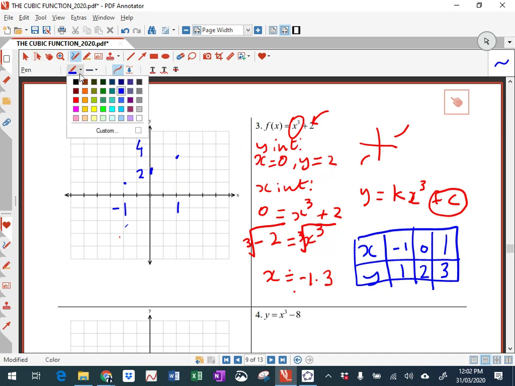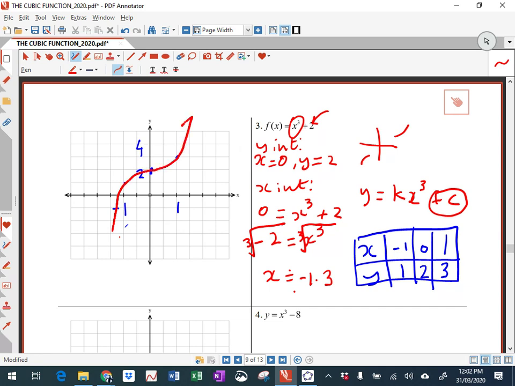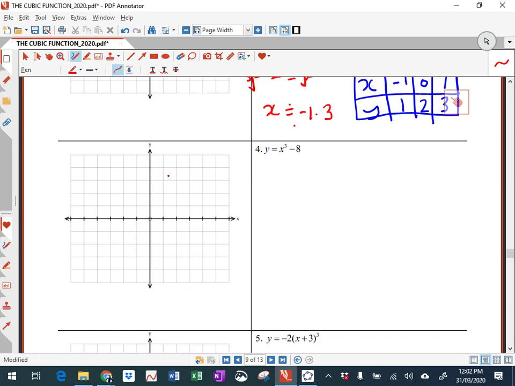So sketching that, I would be going something like this, going up, up, up through that point, horizontal at the point of inflection, and then through there like that. Okay. All right. Next question. So we're up to 4. We've got 6 to go. This is a big, big document.